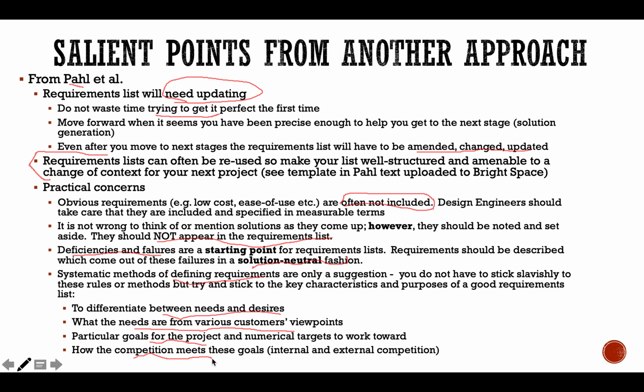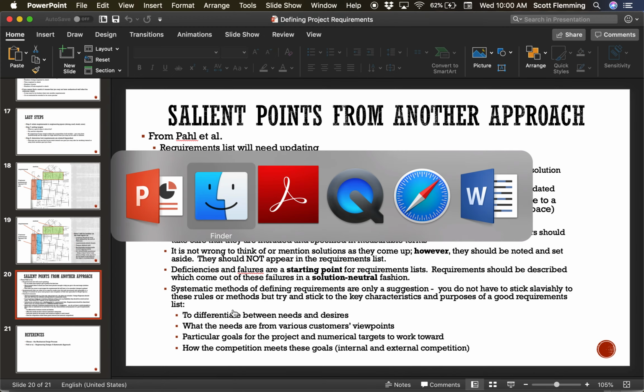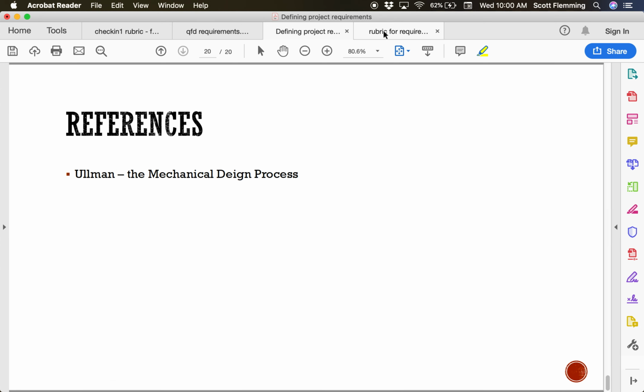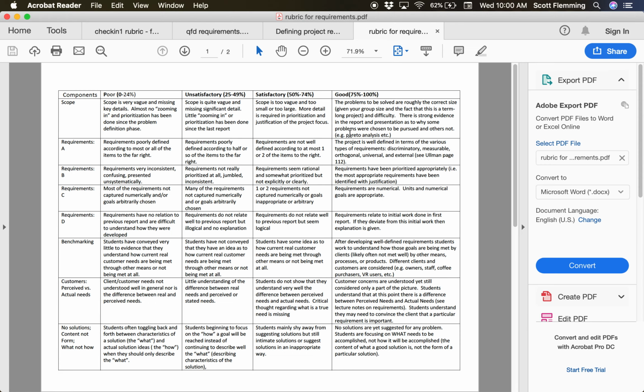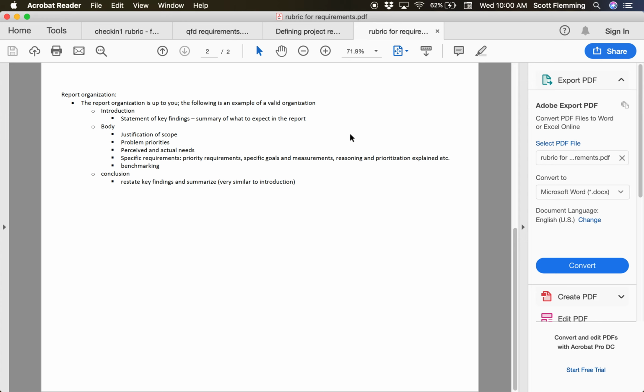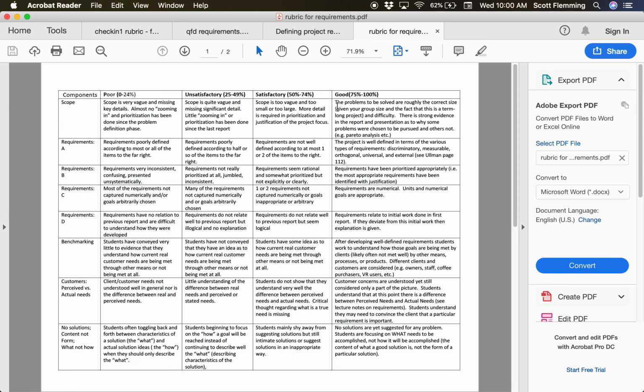So lastly, this video is turning out to be a lot longer than I initially expected. Lastly, I want to look at the rubric. It's this massive beast of a rubric. I'll go over it quickly here, but I'm trying to be specific.